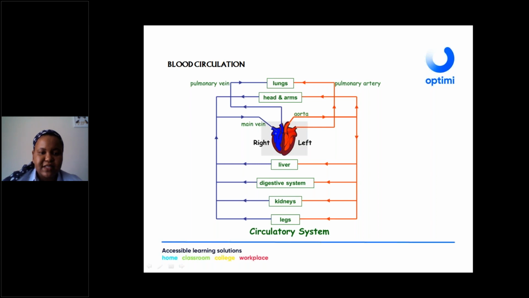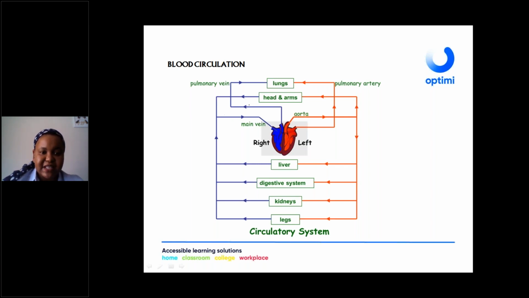Remember, the blue represents deoxygenated blood. So this would be from the head. The upper body would be our heads and our arms, not the lungs, just our heads and our arms. They bring about deoxygenated blood. And then they go through what? The superior vena cava into the right side of our heart.